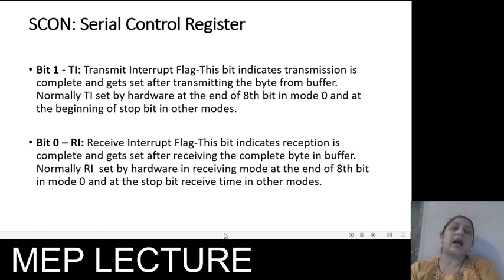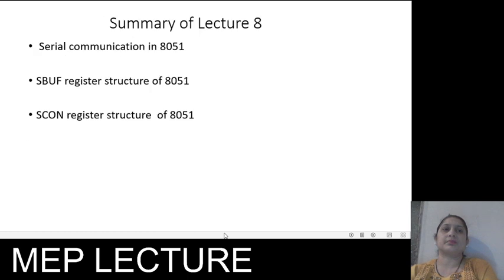When you talk about the RI bit, the receive interrupt flag bit, this bit indicates that reception of data is completed and gets set after receiving the complete byte in the buffer. Normally, RI is set by the hardware in the receiving mode at the end of the 8th bit in mode 0 and at the stop bit receive time in the other modes.